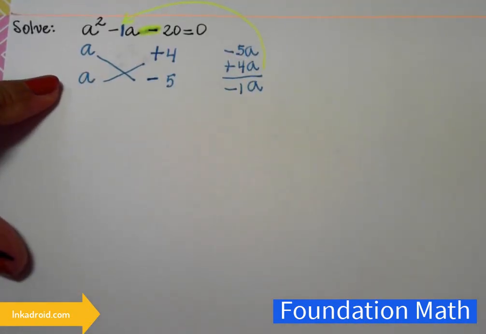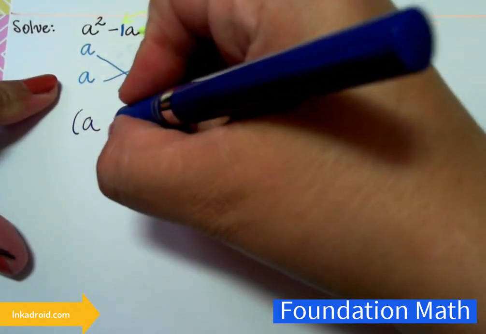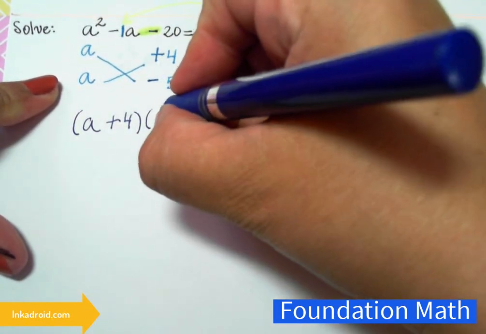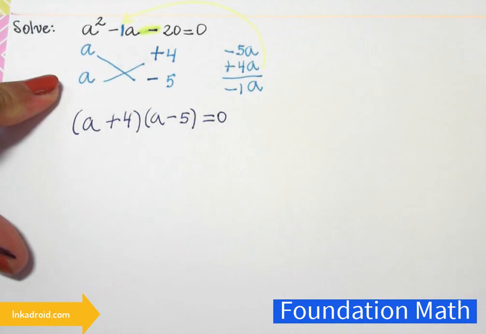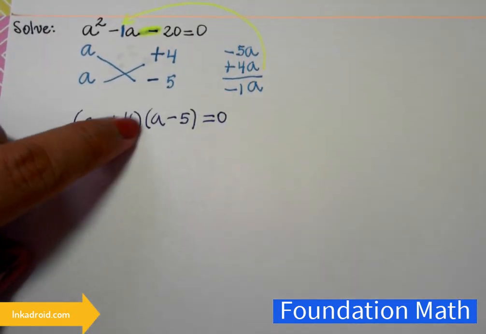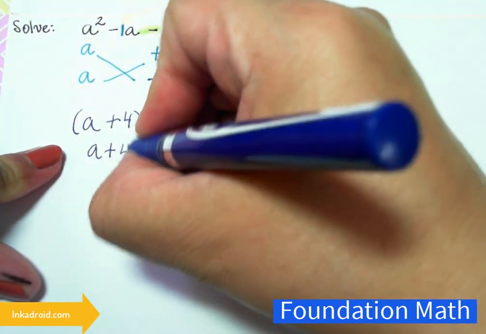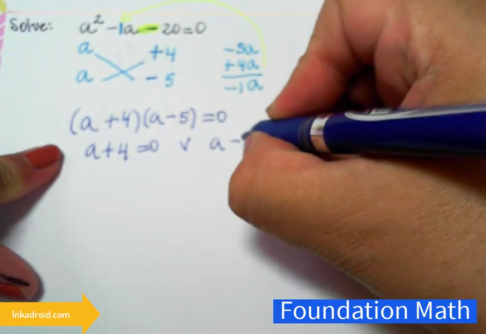The first factor should be a plus 4, in this order, a plus 4. The second factor is a minus 5, equal to the number 0. So every factor is equal to 0. You have to multiply two factors. You have two factors, means every factor should be equal to 0. a plus 4 equal to 0, or a minus 5 is equal to 0.